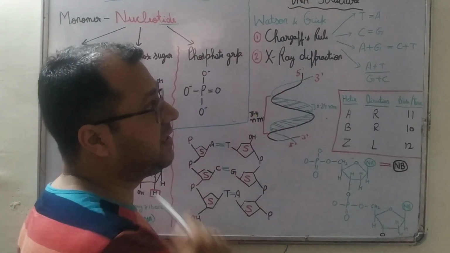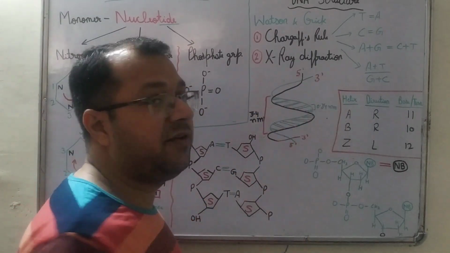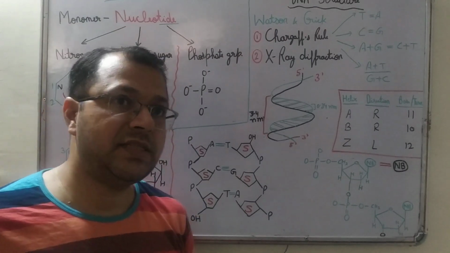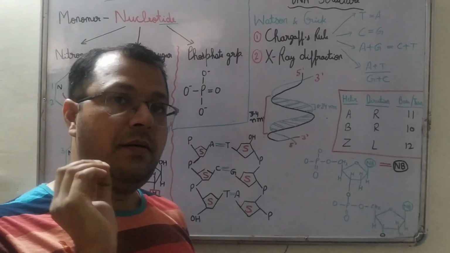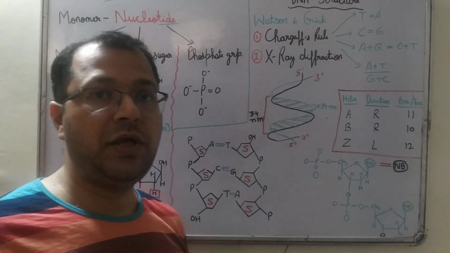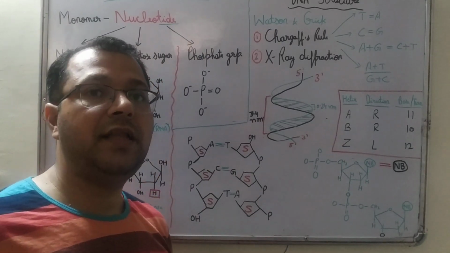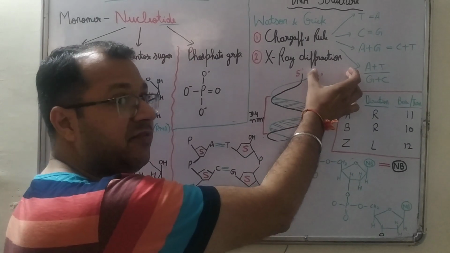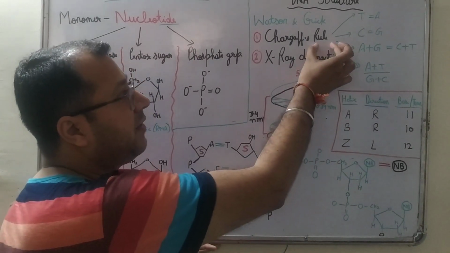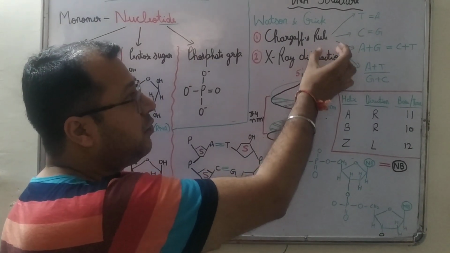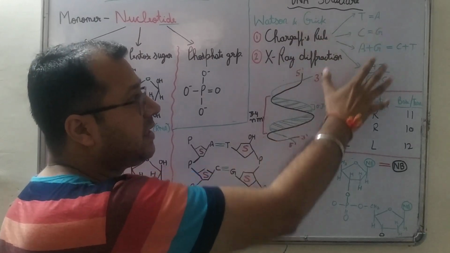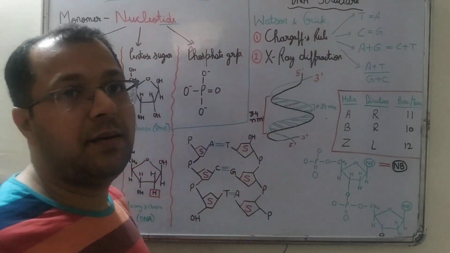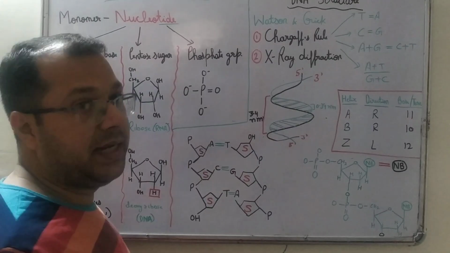So on the basis of Chargaff's rule and the X-ray diffraction studies, in case of X-ray diffraction studies, they pass the X-rays through the pure molecule. As a result, whatever pattern they got on the X-ray sensitive film, they studied that diffraction pattern, and they further analyzed Chargaff's rule. On the basis of these results, they proposed the double helical structure of DNA.